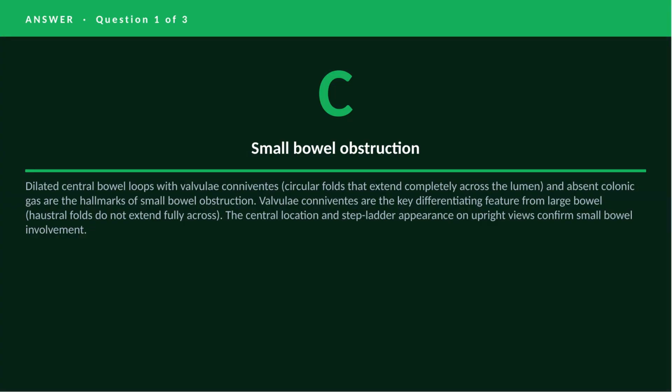The answer is C, small bowel obstruction. Dilated central bowel loops with valvuli that extend completely across the lumen, combined with absent colonic gas, are the hallmarks of small bowel obstruction. The valvuli, circular folds, are the key distinguishing feature. In large bowel, haustral folds do not extend across the full width of the lumen. Central location and the stepladder appearance on upright views confirm small bowel.